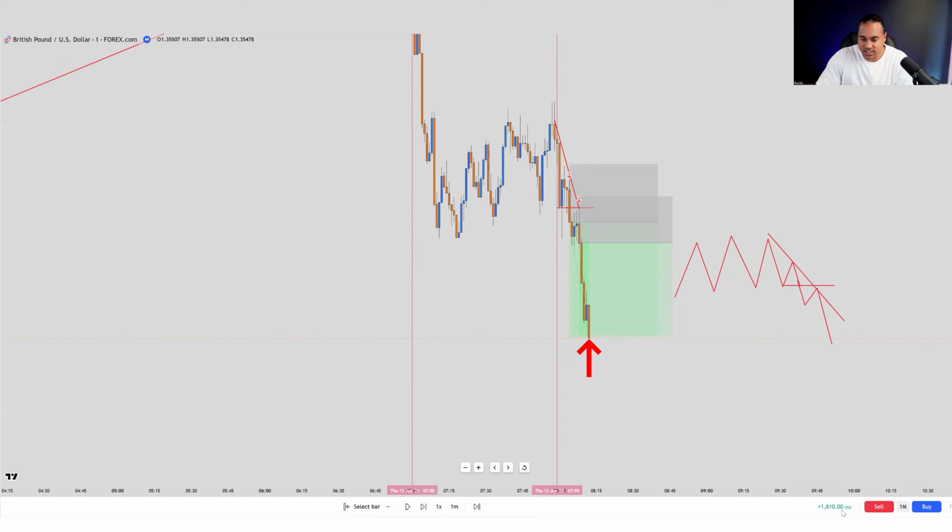Okay, so as you can see down here, this is a 1,810 profit. It should have been 1,000. I was trying to enter two positions at once, but never mind. Here we go. So that's that TP there. Here is a second one if this is what you want to enter.